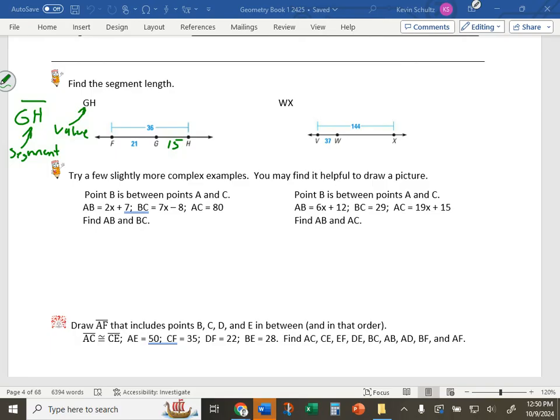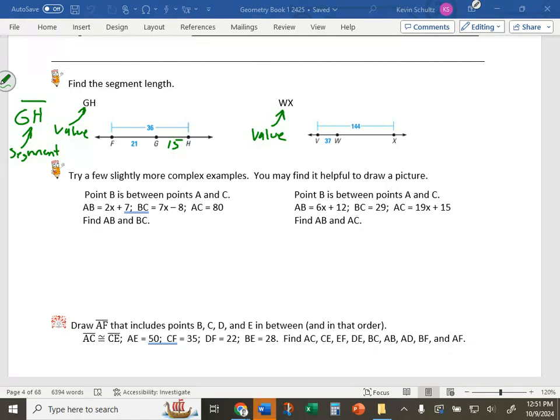Alright. The next one, we're looking for the value. Again, no segment bar above it. Means we're talking about the value of, not the thing, but the value. The value of WX from V to X is 144. Again, notice the 144 is in the middle. It's got the brackets. Told you it's the entire thing there.